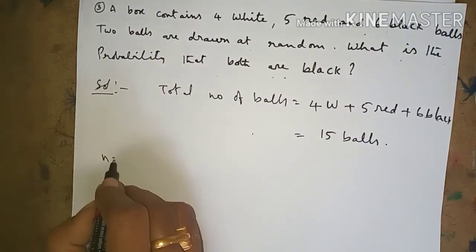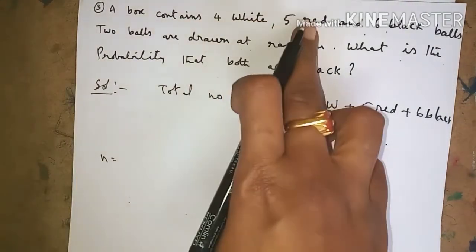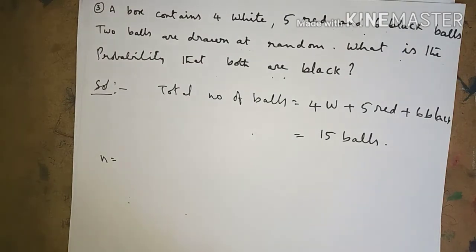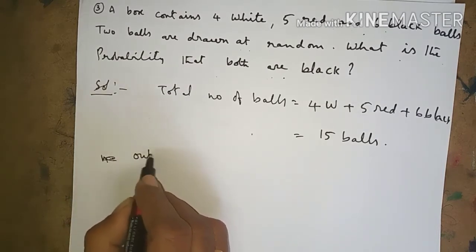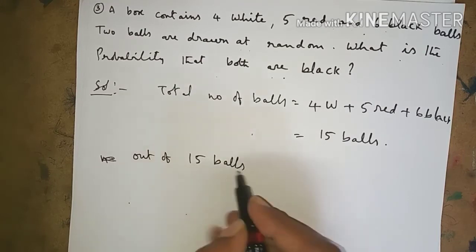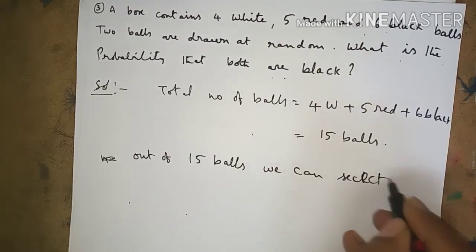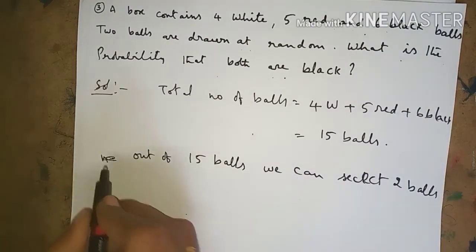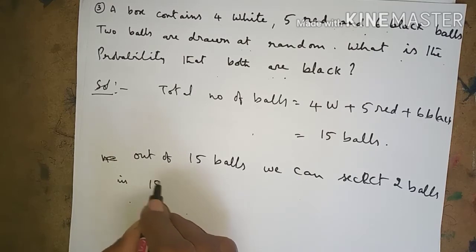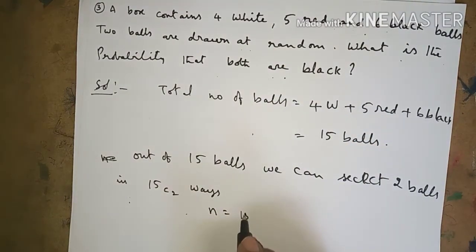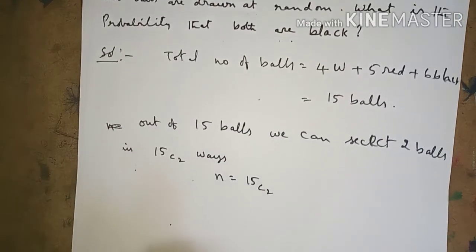15 balls. N is equal to the total number of elementary events. A box contains 4 white, 5 red, 6 black balls. 2 balls are drawn at random. What is the probability that both are black? 2 balls are drawn at random, that means out of 15 balls we can select 2 balls. In how many ways? 15C2 ways. Therefore, the denominator N is equal to 15C2.